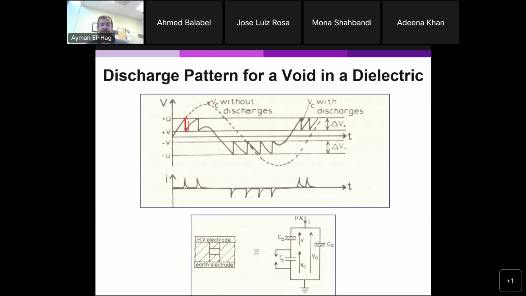Now, this sudden drop of the voltage will be accompanied by a sudden increase in the current. This is the current that we are trying to measure. That is what we call the partial discharge. So every time there is a sudden drop of the voltage, or a partial discharge, you will see a jump of the partial discharge current, and this, as you can see, happens in the positive cycle or in the negative cycle. So that is the model, or they call it the capacitive model of the partial discharge.